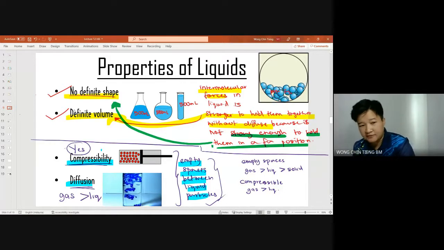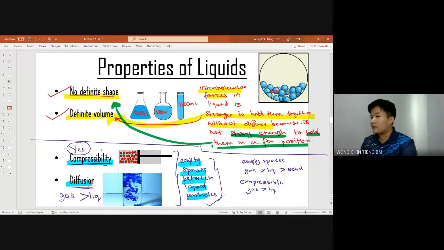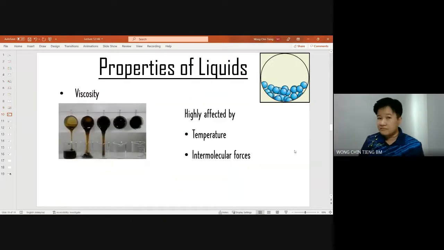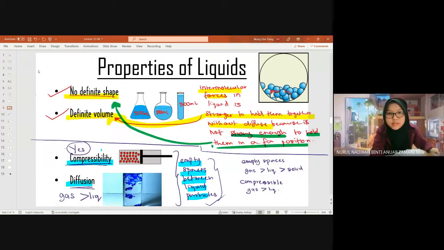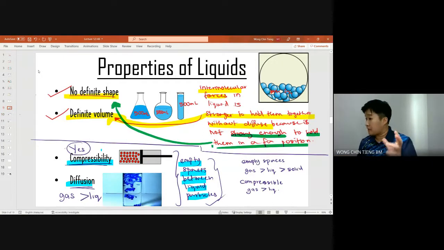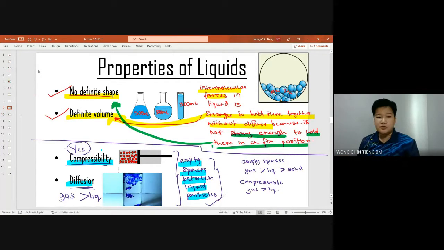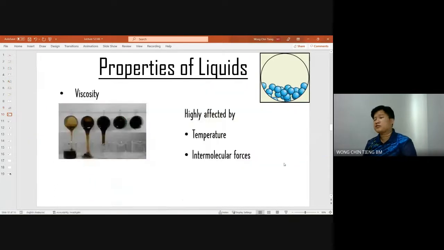Sebab tu solid. Talking about solid a bit. Fikir logik. Solid, boleh compress atau tak boleh, Nadira? Solid boleh compress ke tak? Tak boleh, susah. Sebab jarak tak ada, betul? Nampak tak? Alright? Diffuse, sama juga. Solid, boleh diffuse? Susah. Sebab apa? Tak ada jarak, tak ada space. Dia nak masuk antara solid tu, kita kena buat reaction dah sayang. Bukan tuang air sirap ke dalam air sahaja. Nampak? Okay?